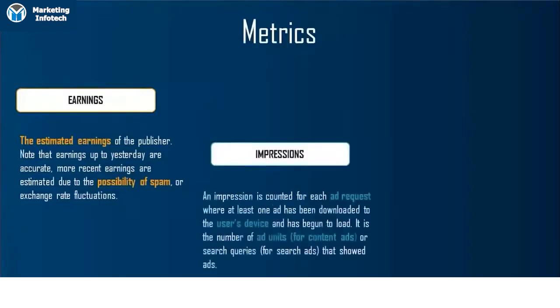Impressions. So this looks like a simple one, but this is an important one. Impression is counted for each ad request where at least 1 ad had begun to download to the user's device. It is the number of ad units for content ads, or search queries for search ads, that loaded ads.